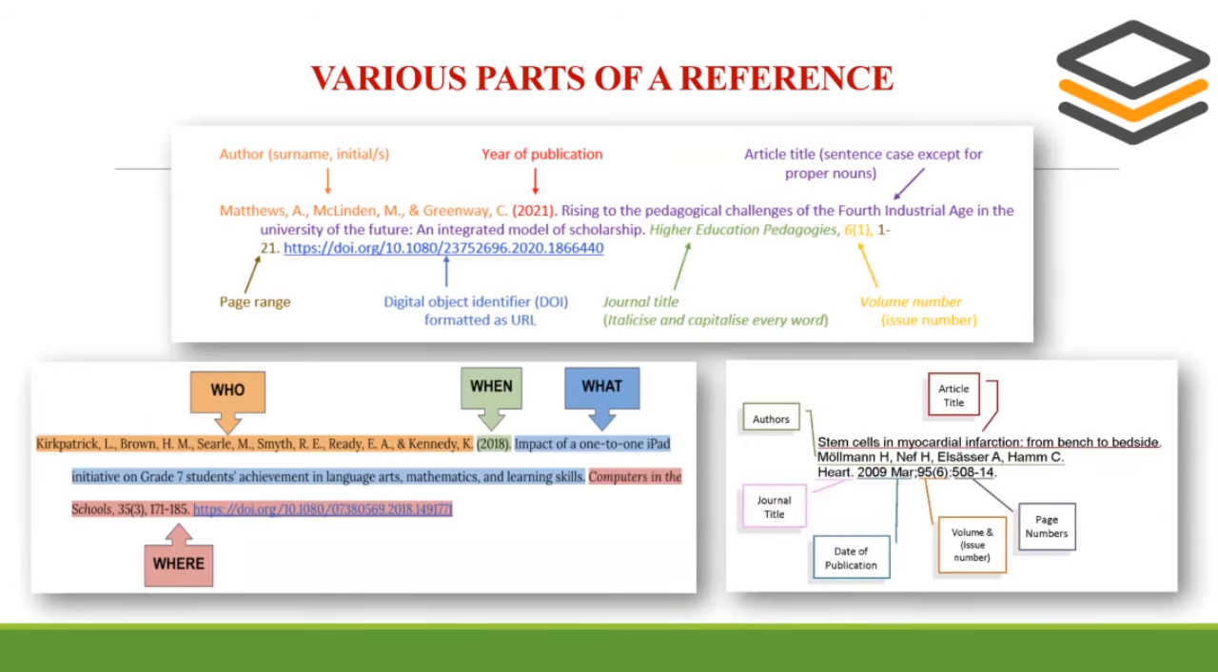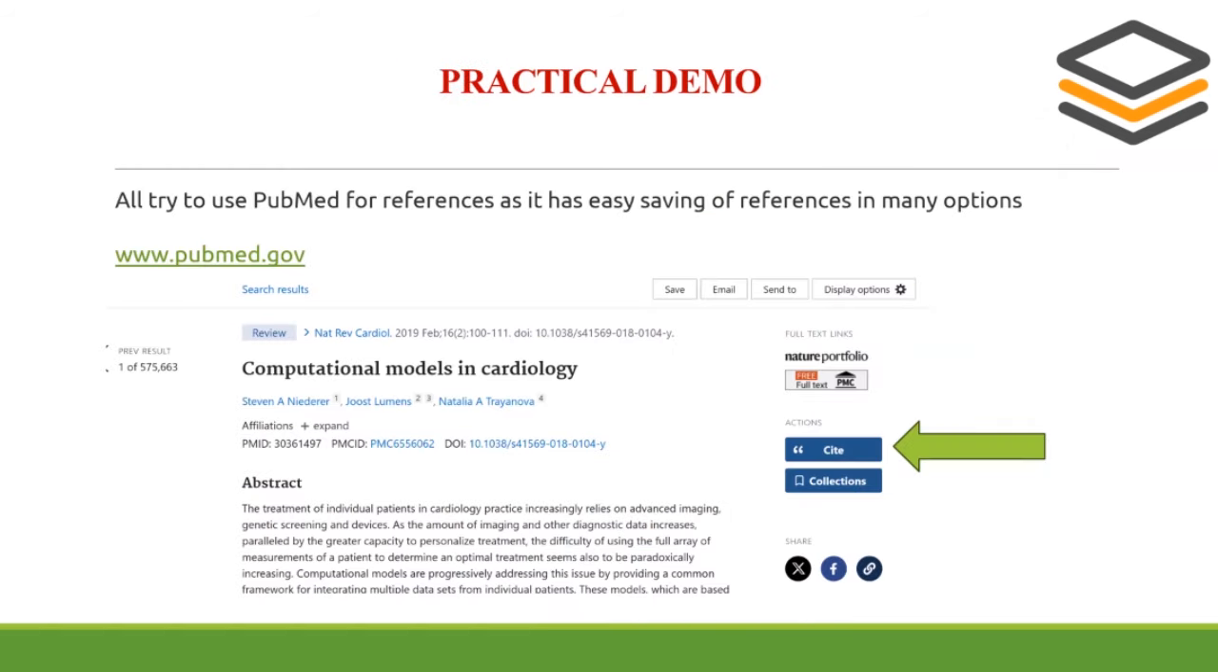So, as I explained before in the previous slide, these are the various parts of the reference: the author, year of the publication, the title, the journal title, volume number, issue number, the page range, and also the DOI can be seen.